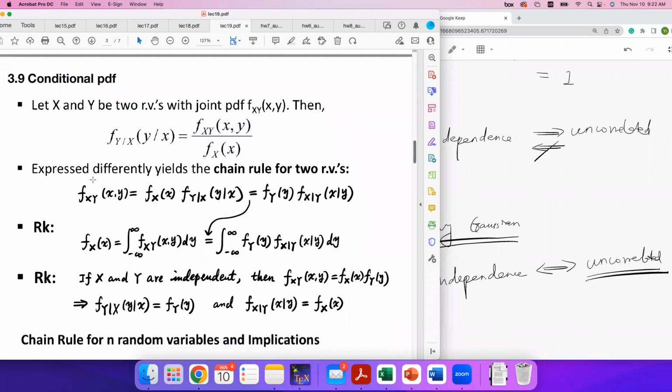Now, following this definition, we can write the joint PDF as a product of the conditional PDF times the marginal PDF, right? So this is a joint PDF. We can factorize it in two ways. One way is we consider f_{Y|X} times f_X. The other way is f_{X|Y} times f_Y, right? Either way is talking about the same thing. So this is very similar to the conditional probability rule that we introduced at the very beginning of this course.